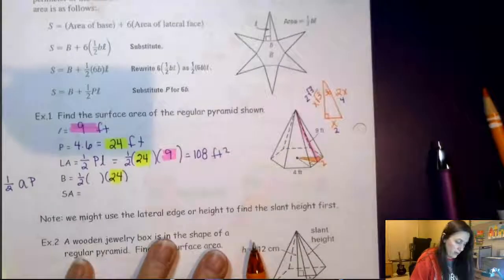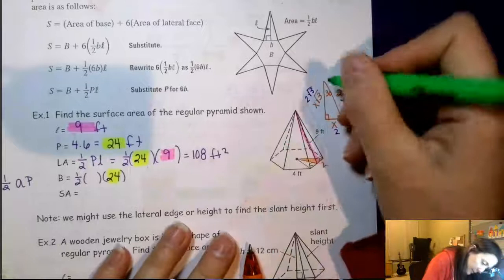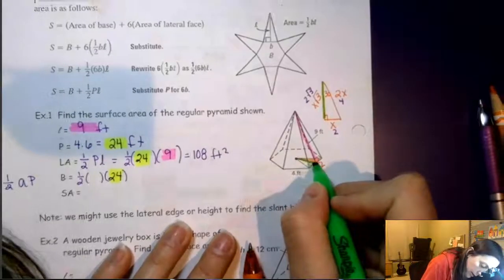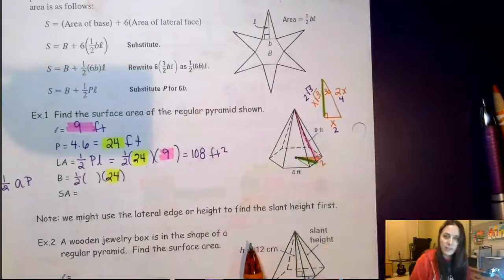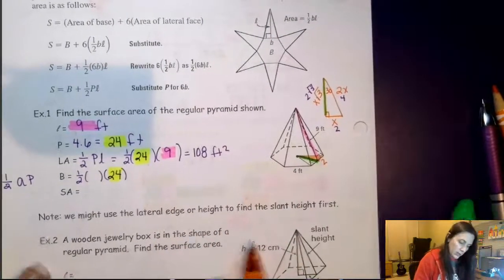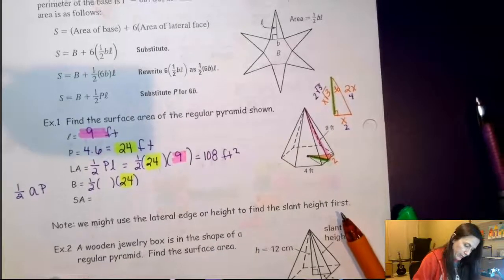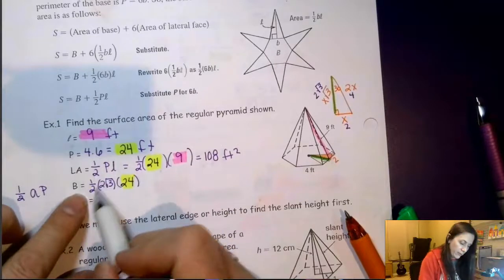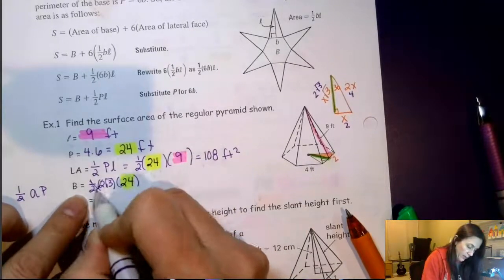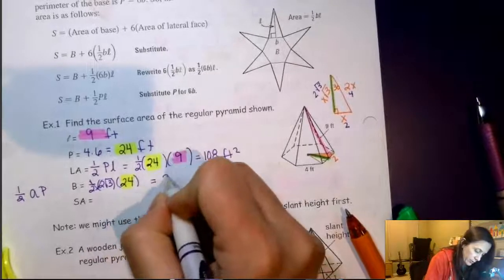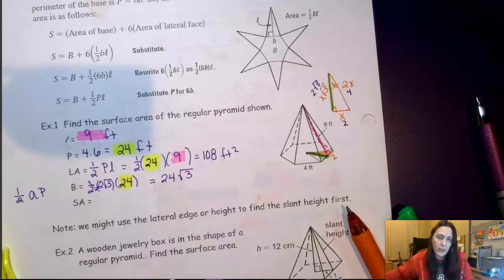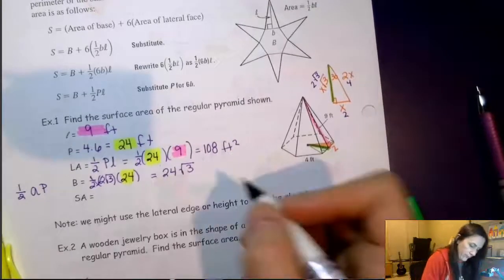This right here is the apothem right here. So that's my apothem that I'm looking for. So I'm going to go ahead and put in 2 root 3 right over here. 1/2 times 2, that'll just divide out. So I end up with 24 root 3. This is area of the base, so make sure you have your units squared. So I'll have feet squared.